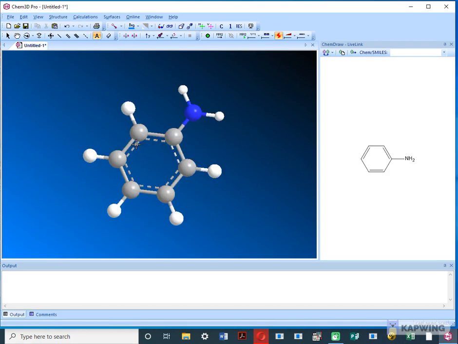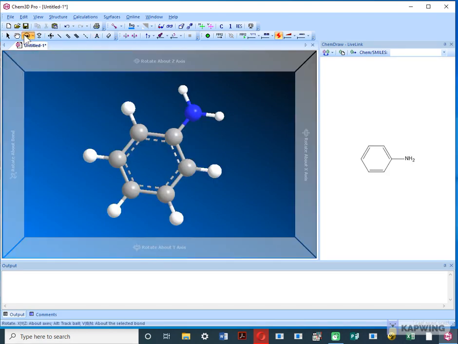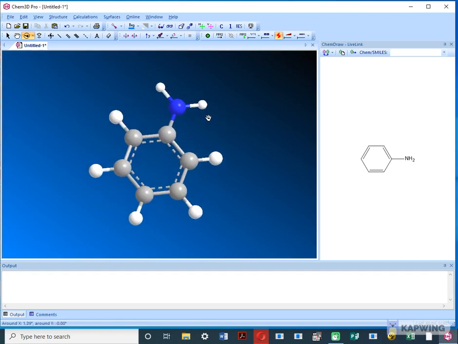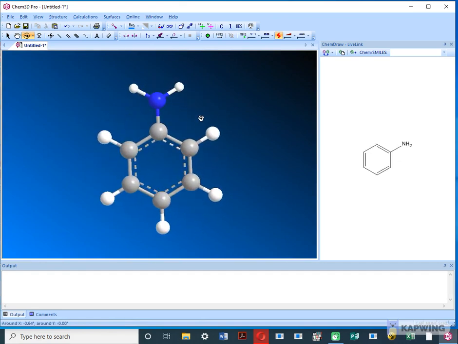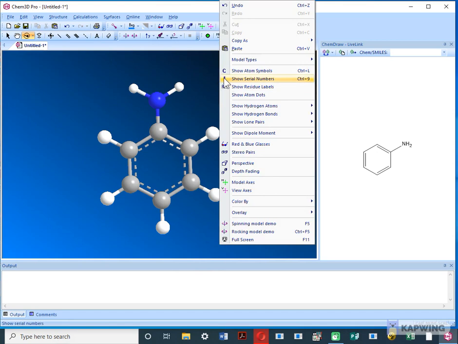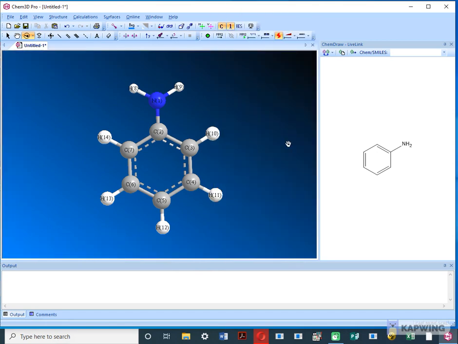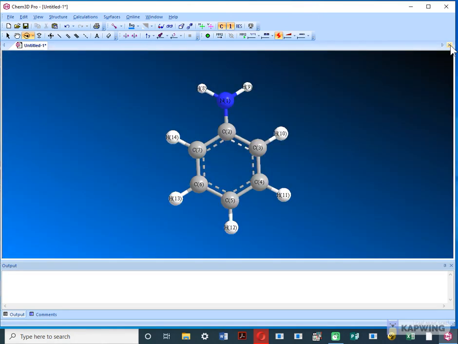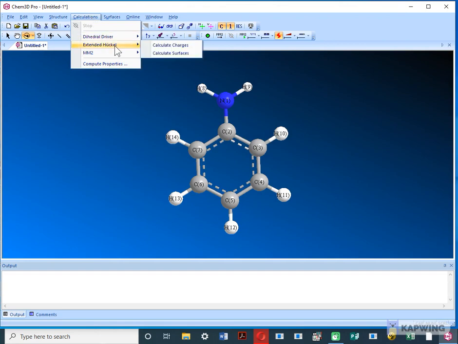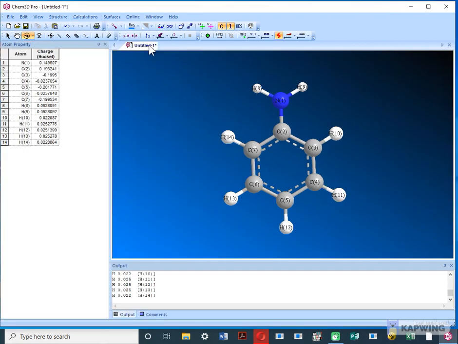To find the charge on each atom in Chem3D, first of all draw the molecule for which you want to find the charge. The Atom List is open, which shows the charge on each atom. Here, carbon 2, which is directly attached to the nitrogen atom, has the highest positive value of charge.